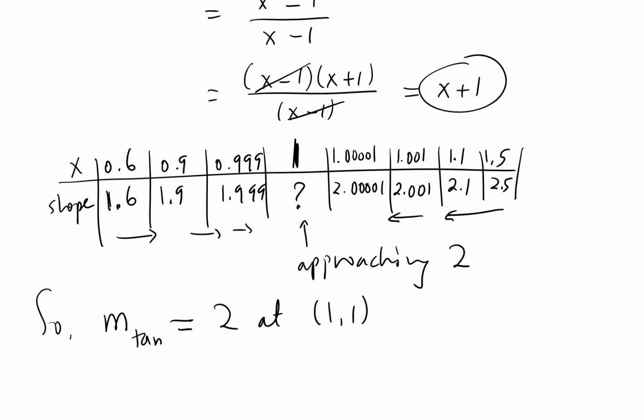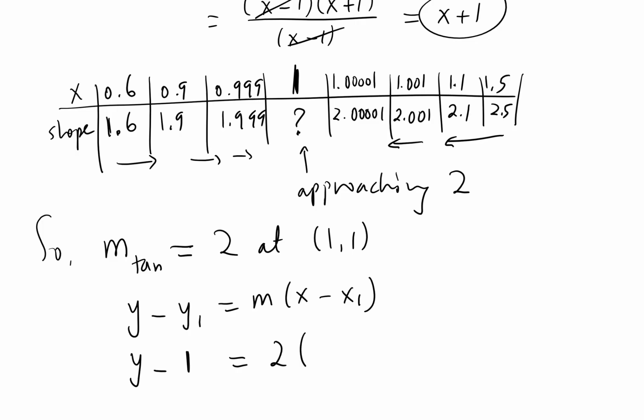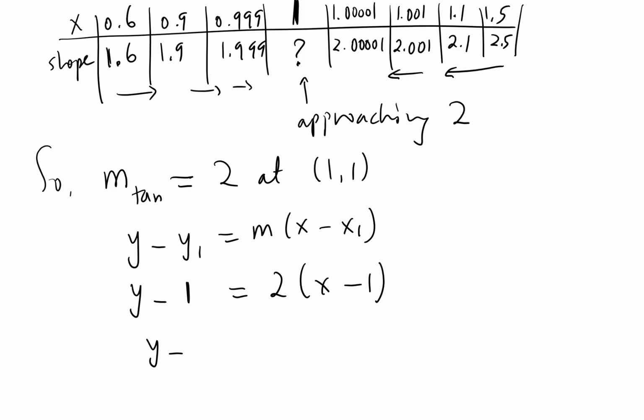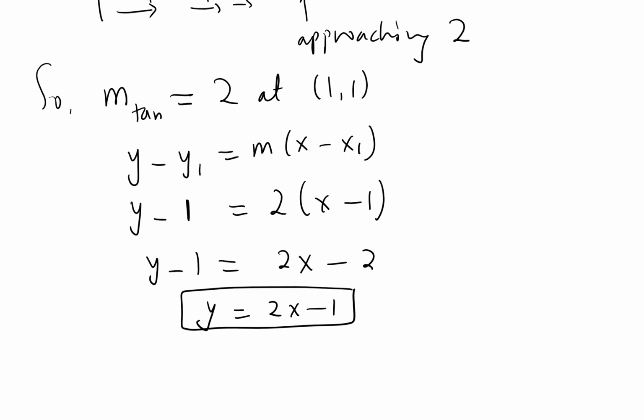So we found the slope, and then we can use y minus y1 equals m times x minus x1, because I have a slope and a point. y1 is 1, slope is 2, x1 is 1. Then multiply the 2 in: 2x minus 2. Add 1 to both sides: 2x minus 1. This is the equation of the tangent line to the graph of y equals x squared at the point (1, 1).